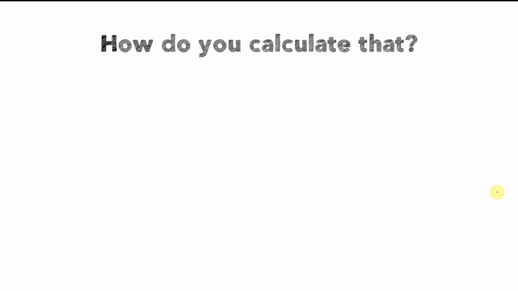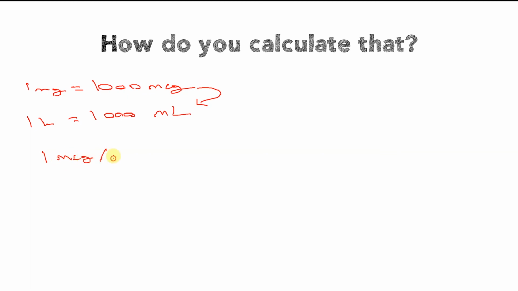So how do you calculate that? How does that work out? So you know that 1 milligram is how many mics? Okay, it is 1,000 mics, micrograms. 1 liter is 1,000 milliliters. So if you put this in that, what is your concentration? Your concentration is 1 microgram per mL. So that's how we got the concentration.